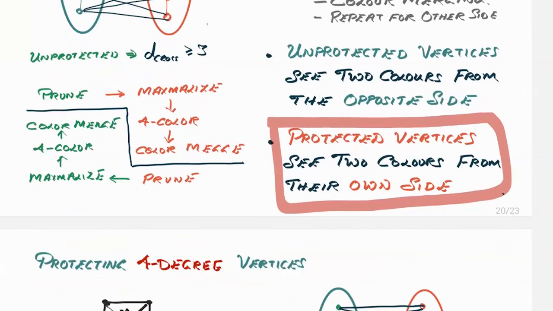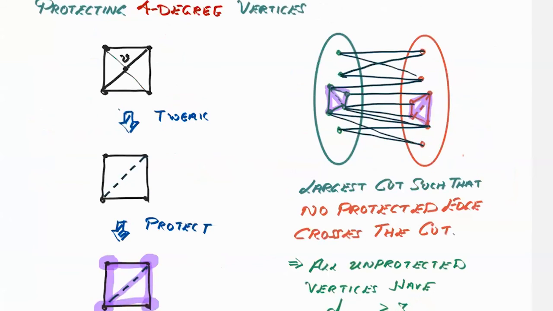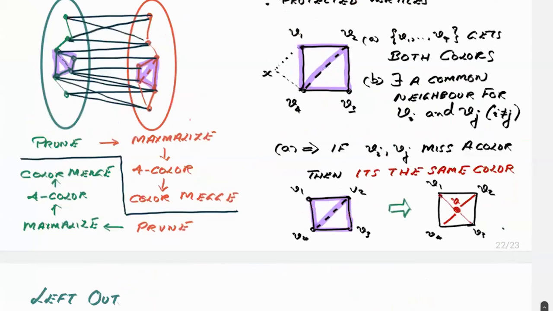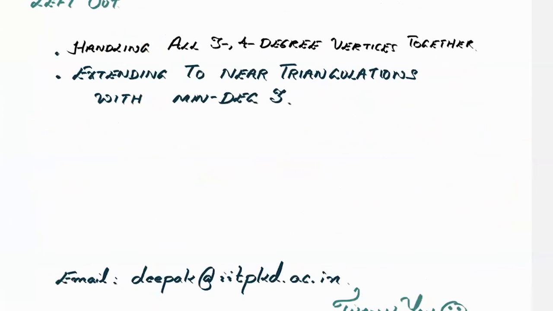In the interest of time, I will skip how to handle 4-degree vertices, which is a slightly more complicated case. And this kind of winds up the talk. What I skipped is the detail of how to handle the 4-degree vertices. And when you have multiple such vertices, you have to work with a maximal independent set among the 3 and 4-degree vertices. But that's more of a technical detail. The key idea is in keeping some of these edges protected.